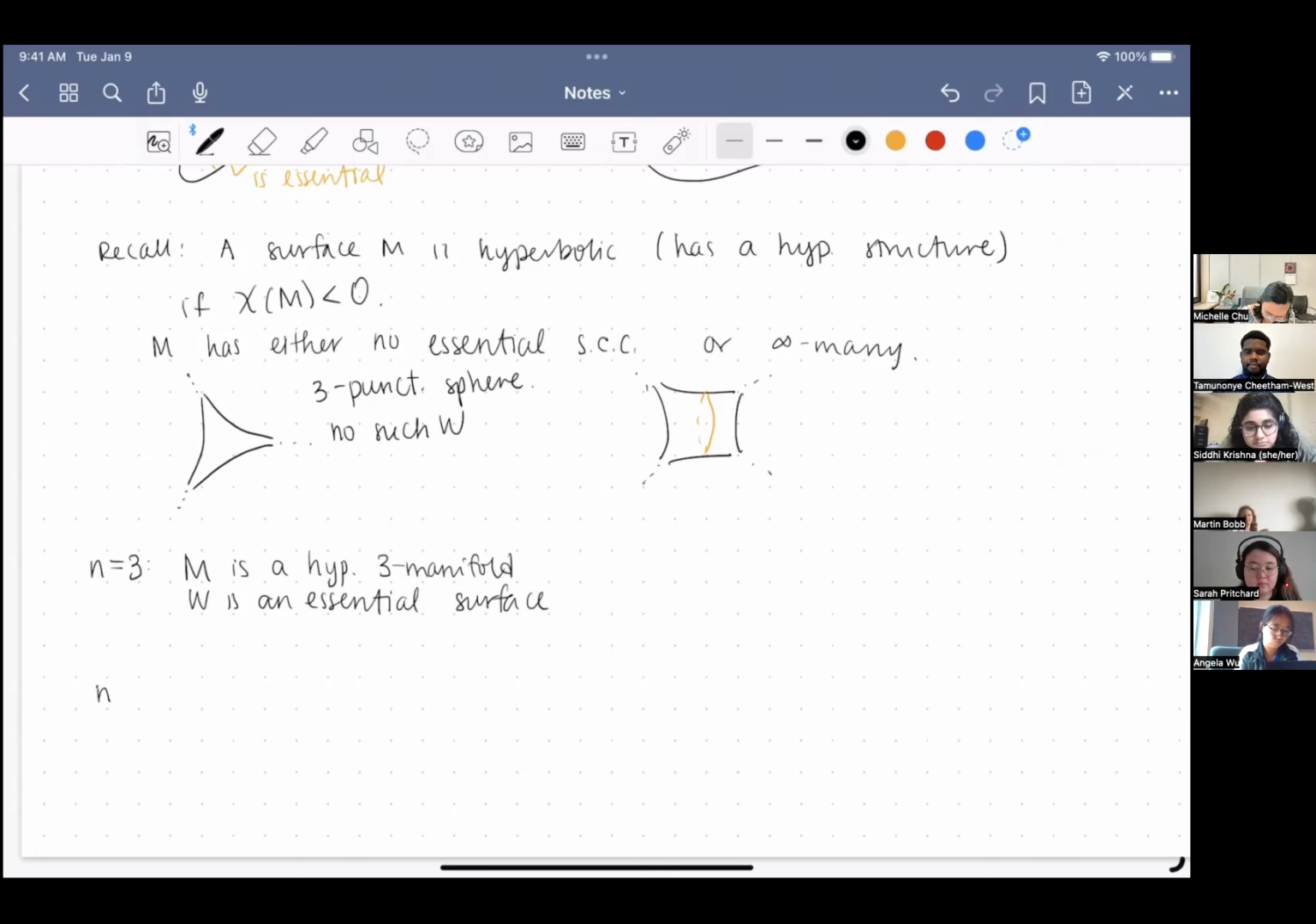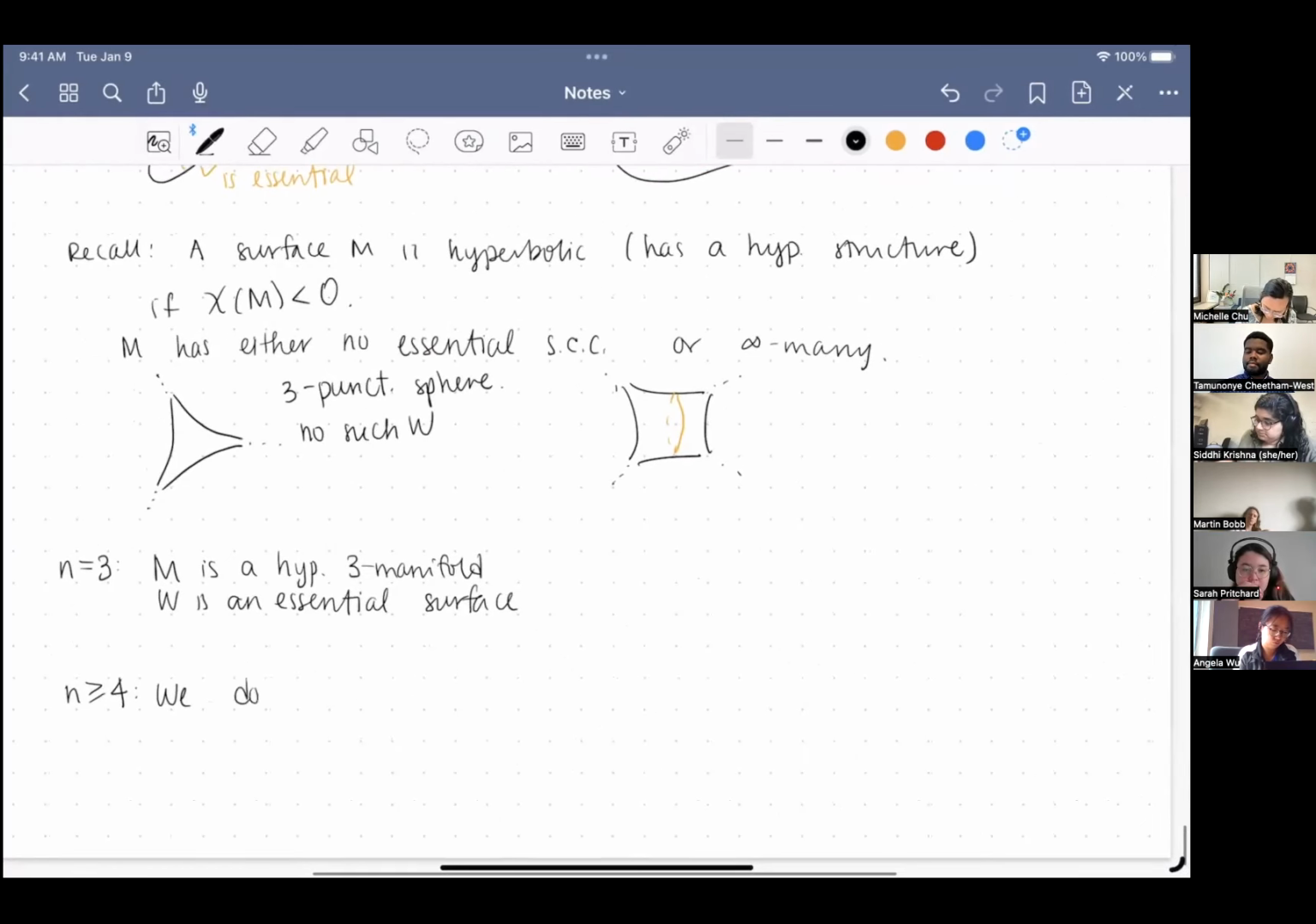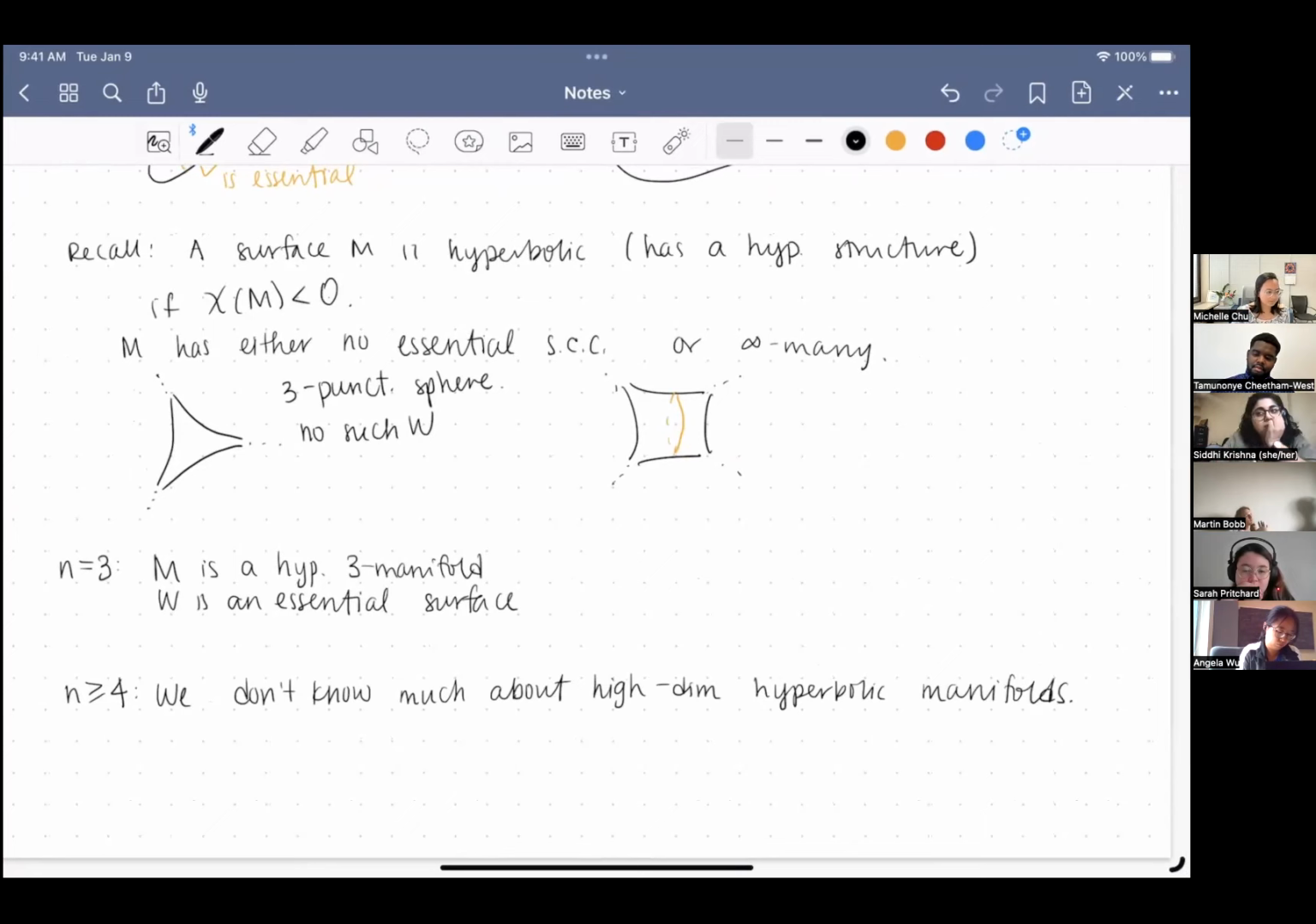Okay, and what about n at least 4? Okay, here is where things get a lot more complicated and we don't really know as much of what's going on. And one of the big reasons why we don't really know what's going on here in terms of hyperbolic manifolds and their embedded codimension 1 submanifolds is that we don't actually know very much about hyperbolic manifolds of high dimension. So I'll say, as a caveat, we don't know much about high dimensional hyperbolic manifolds.